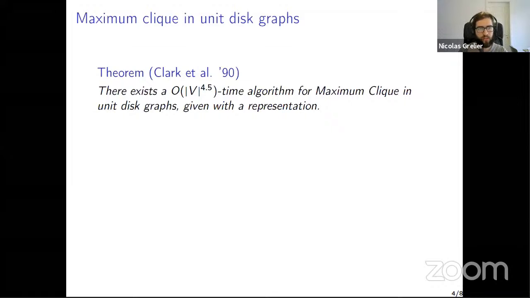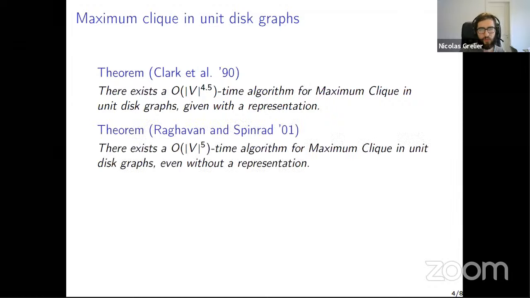And so the story started when Clark, Colbourn, and Johnson wrote this seminal paper where they showed how to compute a maximum clique in a unit disk graph. The algorithm requires a representation, meaning that the input should be, for example, the positions of the centers of the unit disks. And then they show how to compute a maximum clique. Their proof was very elegant, and so it started a lot of further studies.